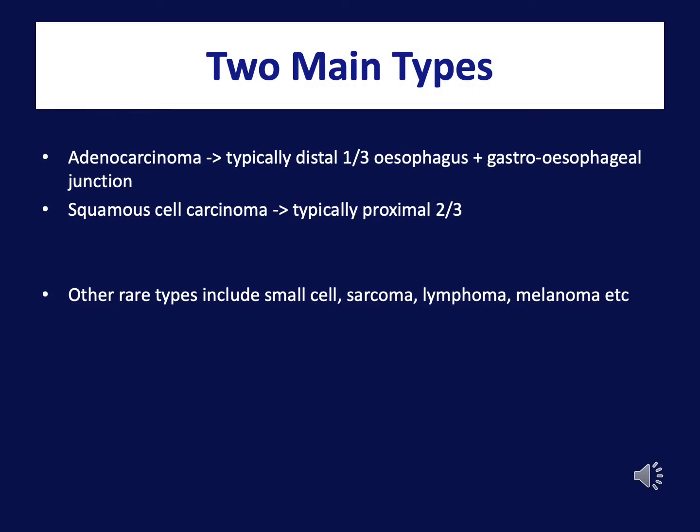So there's two main types of esophageal cancer. One, and the most common one, is squamous cell cancer, which typically affects the proximal two-thirds of the esophagus, and then adenocarcinoma, which is the one you hear about, which is related to Barrett's. This affects the distal one-third and also the gastroesophageal junction. There's other rare types, but you don't really have to know about those.